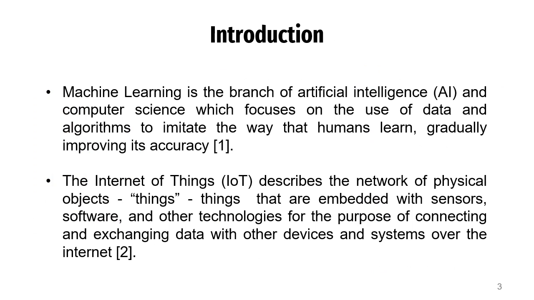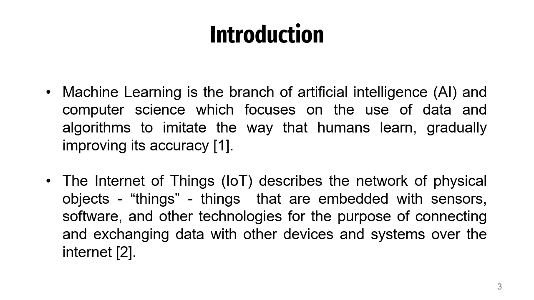Okay. Machine learning is the branch of artificial intelligence and computer science which focuses on the use of data and algorithms to imitate the way that human learns, gradually improving its accuracy. And Internet of Things describes the network of physical objects, things that are embedded with the sensors, softwares, and other technologies for the purpose of connecting and exchanging data with other devices and systems over the internet.